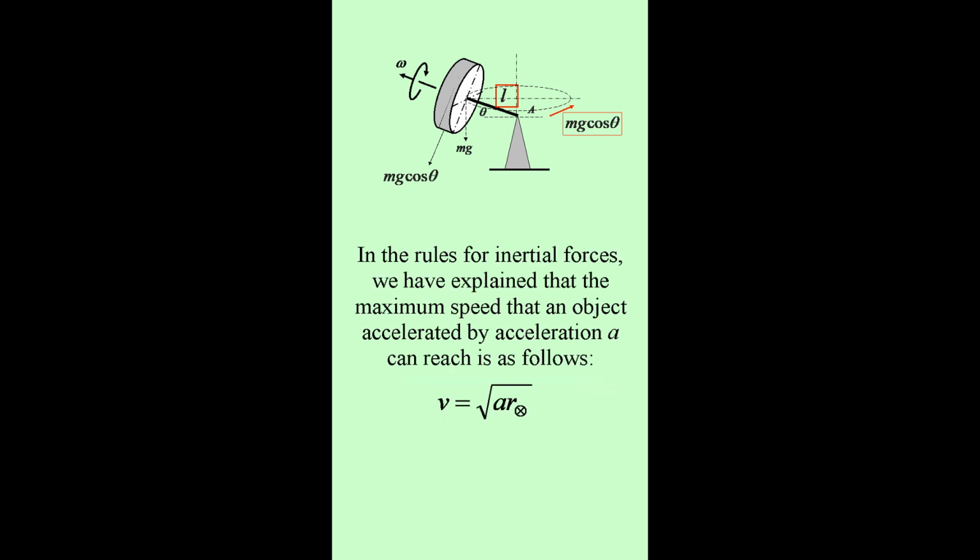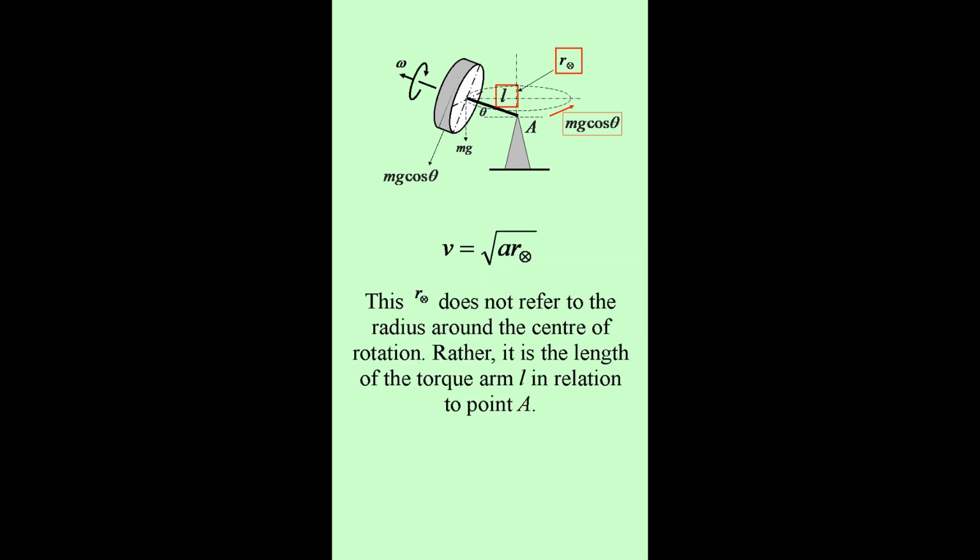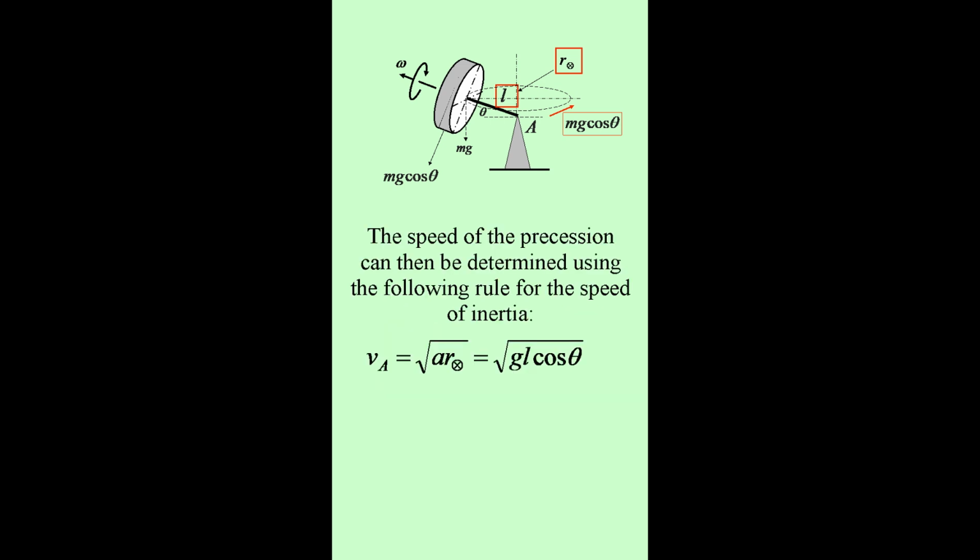In the rules for inertial forces, we have explained that the maximum speed that an object accelerated by acceleration can reach is as follows. This r does not refer to the radius around the center of rotation. Rather, it is the length of the torque arm L in relation to point A. The speed of the precession can then be determined using the following rule for the speed of inertia.